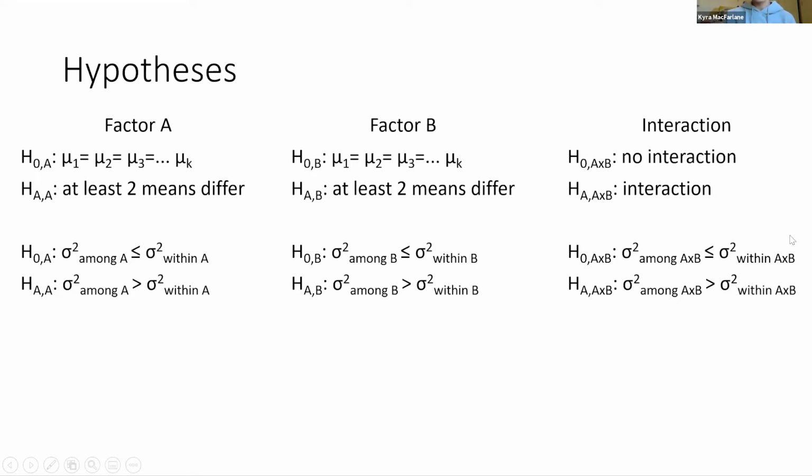However, practically in the way that we test that, it's the same as with A and B, except the null hypothesis is that the variance among the interaction between A and B is less than or equal to the variance within. The alternative is that the variance among the interaction is greater than the variance within.